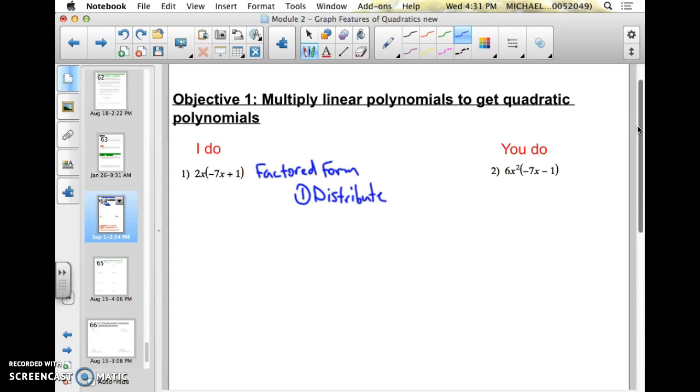In order to do that, I'm going to take the first factor, 2x. I'm going to draw my multiplication rainbows, or archways, pathways. There we go. So I'm going to take 2x and multiply it by the first term in the second factor, negative 7x. Now if you remember from Algebra 1, or even before then, I first multiply the coefficients together. 2 times negative 7 is negative 14.